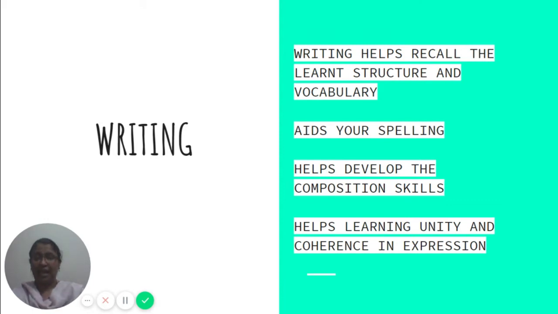It would help enhance your spelling. Spelling is also equally important in a language. When a spelling goes wrong, sometimes the meaning will completely get destroyed. So we have to be very careful with our spelling. This writing skill also helps in the development of composition skills.